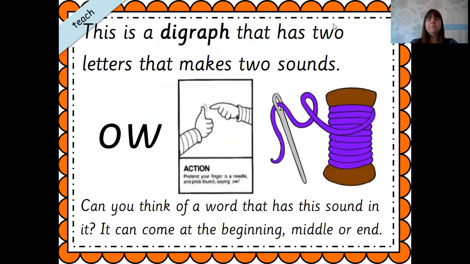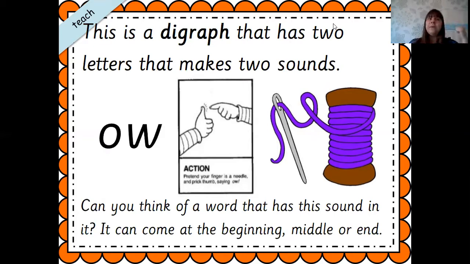Now, it's getting a little bit tricky, guys. This is our new digraph, our new grapheme, O, W. Now, because they're together, we don't say "oh, w". But this is a bit confusing. Remember when the two O's make the "oo" sound? They make two different sounds? Well, so does this. It makes the "ow" sound first. So pretend that you've pricked your finger on a needle and you've hurt yourself and go, ow! Oh dear. Again, ow! That's one of the sounds it makes. We'll move on to the other sound in a minute.